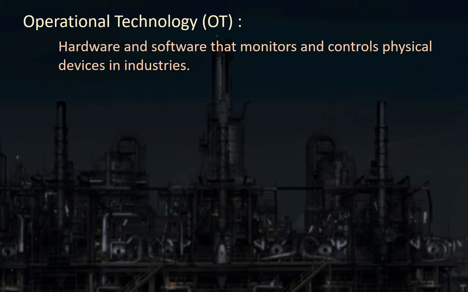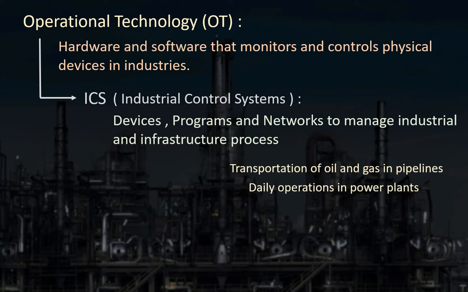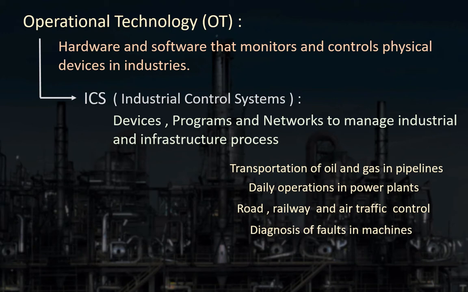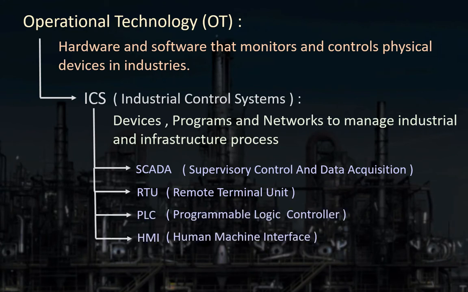One of the examples of operational technology is ICS. It's called Industrial Control System. It's a collection of devices, programs, and networks to manage industrial infrastructure processes, such as transportation of oil and gas in pipelines, daily operations in power plants, road, railway, and air traffic control, diagnosis of faults in machines used in industries. Some of the types of ICS are SCADA, RTU, PLC, and HMI.